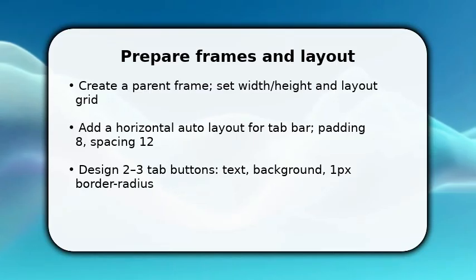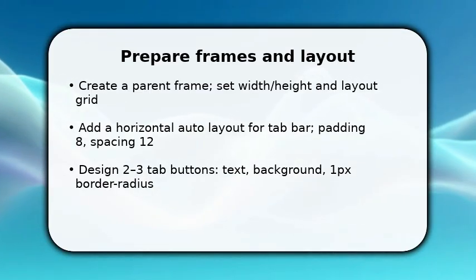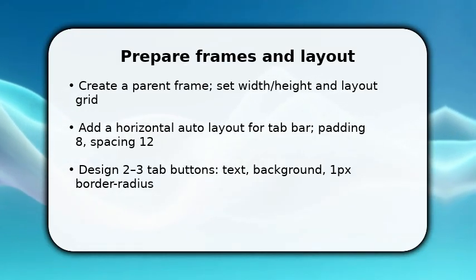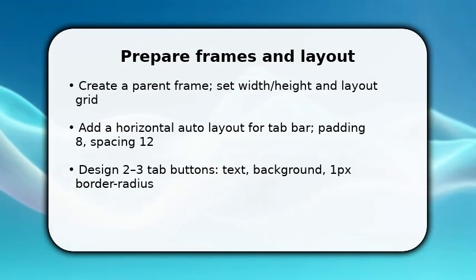You start by building the container that will hold everything. Create a parent frame and define its width and height, then add a horizontal auto layout for the tab bar with padding 8 and spacing 12. Make 2 or 3 basic tab buttons now.